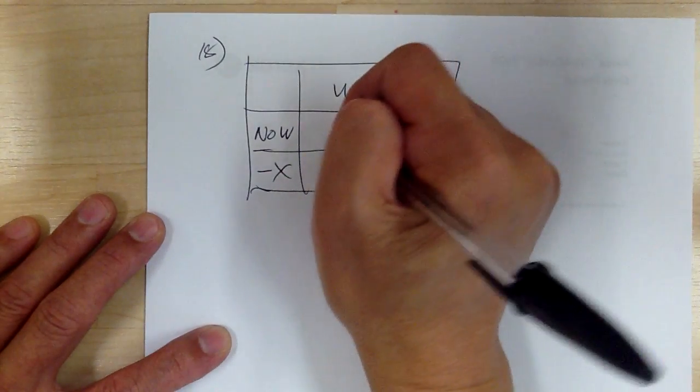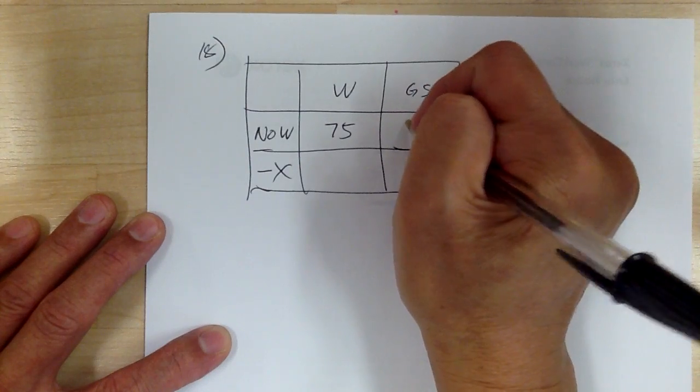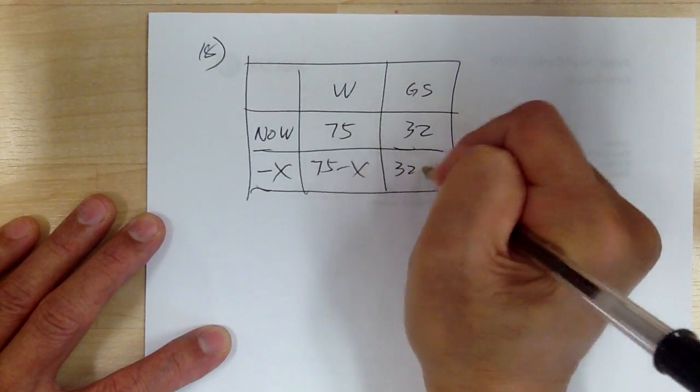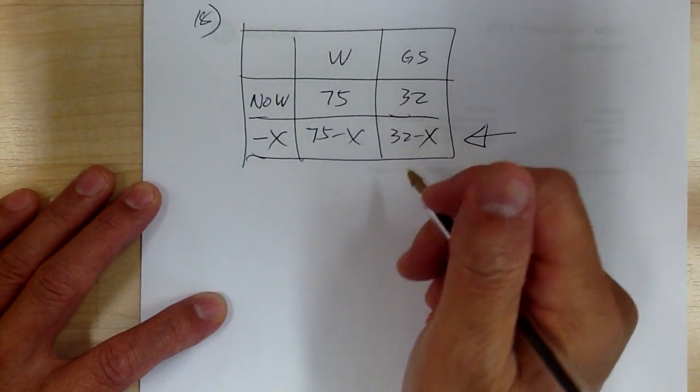So now let's go and put in the numbers. So Grandma Wessel is 75 years old and grandson is 32. So this would be 75 minus x. It would be 32 minus x. So now you translate, right? How many years ago was her age?